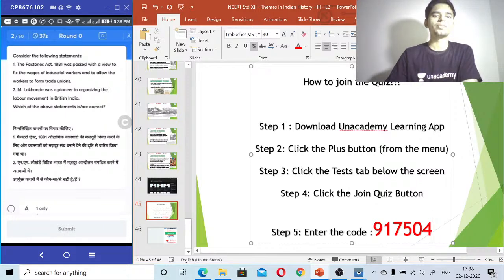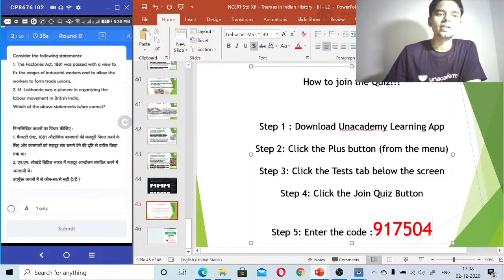Question number 2. Consider the following statements. 1. The Factories Act 1881 was passed with a view to fix the wages of industrial workers and to allow the workers to form trade unions. 2. M. Lokhande was a pioneer in organizing the labor movement in India. Which of the above statements is or are correct?